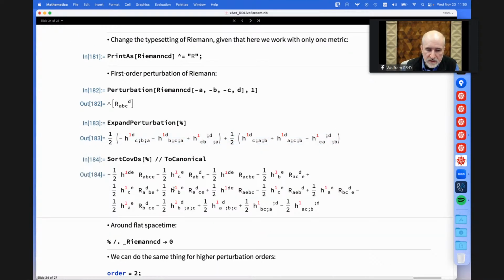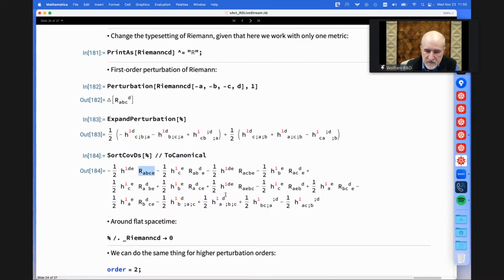And now we do the thing that all books do. These two terms, you see, have the same derivative. So just by sorting the derivatives, we can compensate one with the other. So we do that with sort to canonical. We still have the Riemann terms here.